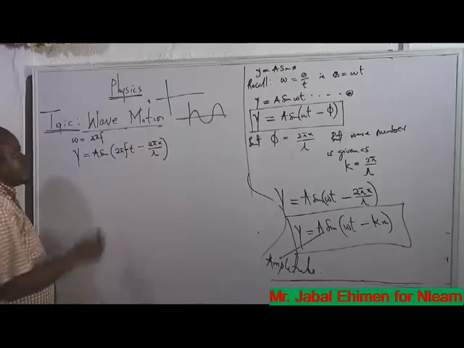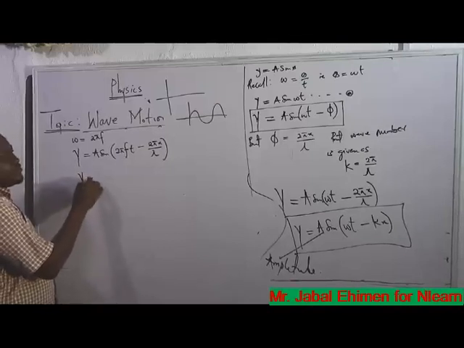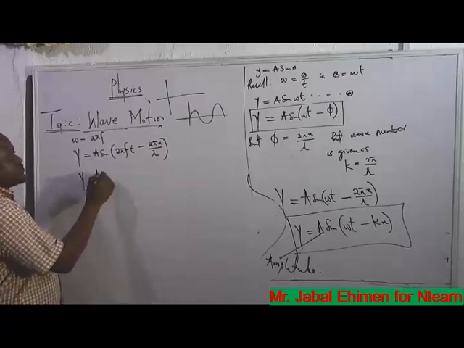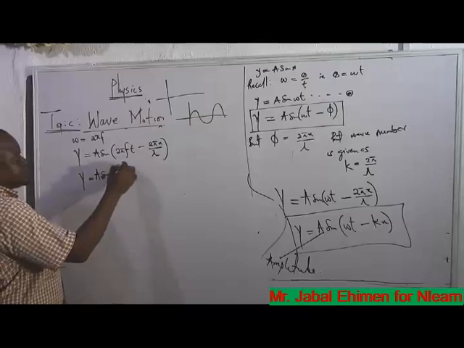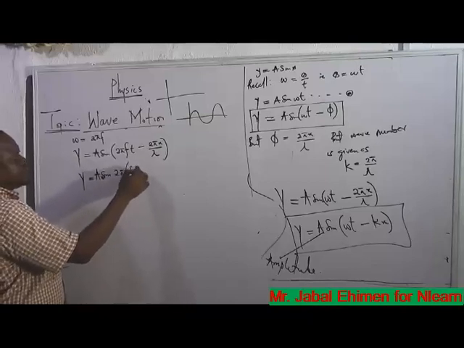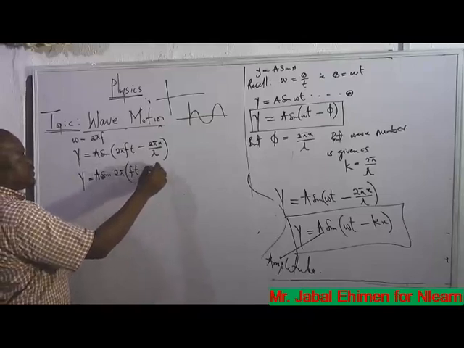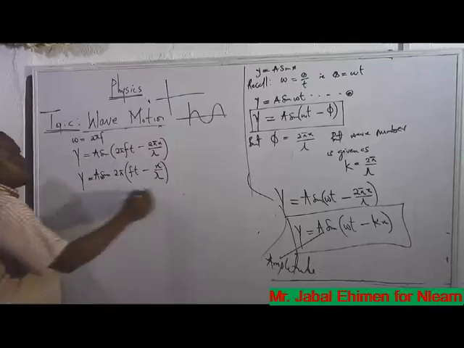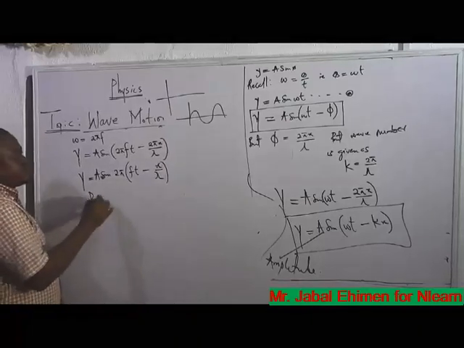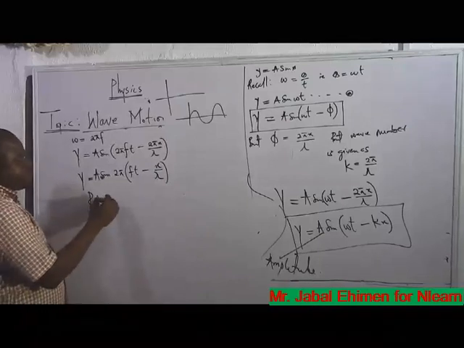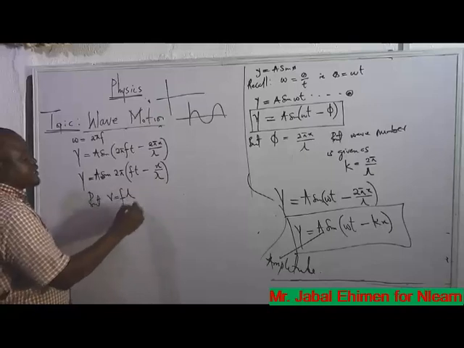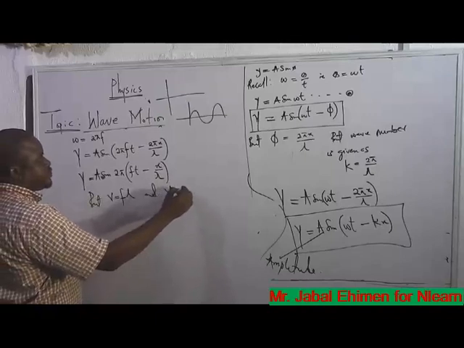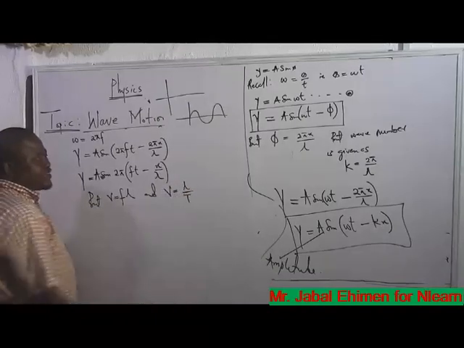So from here, it's possible for me to now tell myself that, okay, good, this is y equals a sine 2 pi, bringing it out, I will have ft minus x over lambda. But don't forget one thing. We must remember that you must take note of the fact that the value v is equal to f lambda, and also that v is equal to lambda over t. Don't forget these two values.